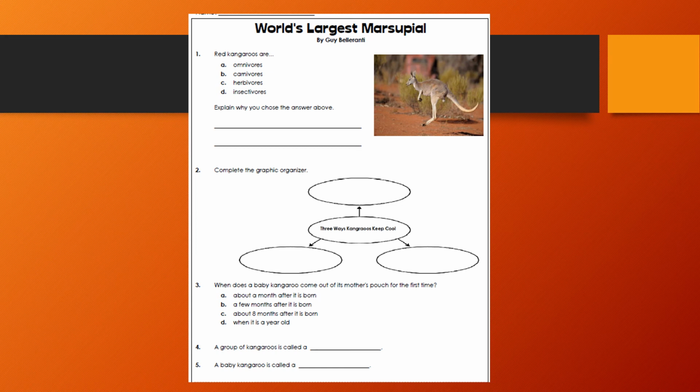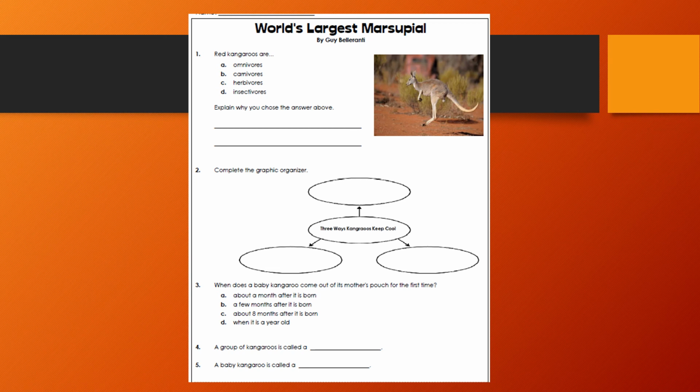The world's largest marsupial. Question number 1. Red kangaroos are A. Omnivores, B. Carnivores, C. Herbivores, D. Insectivores. Explain why you chose the answer above. 2. Complete the graphic organizer. 3 ways kangaroos keep cool. You can fill in your answers in the 3 circles you find.